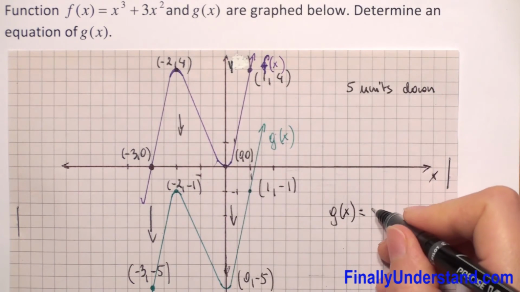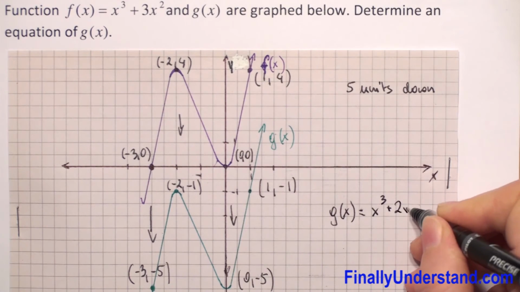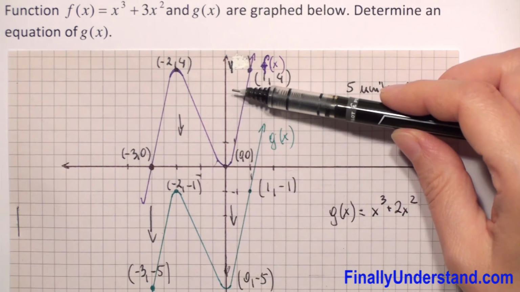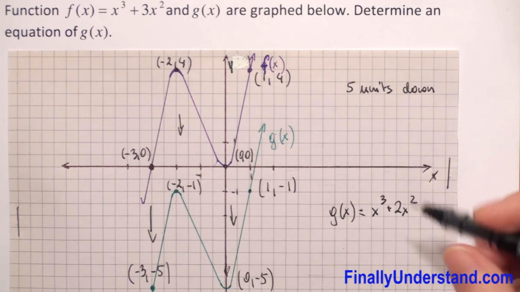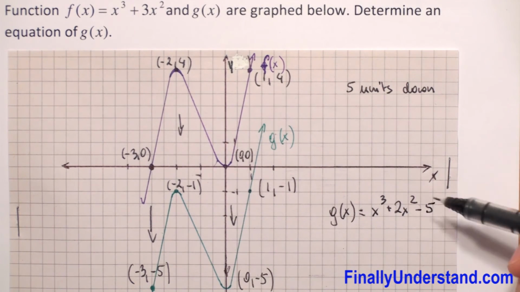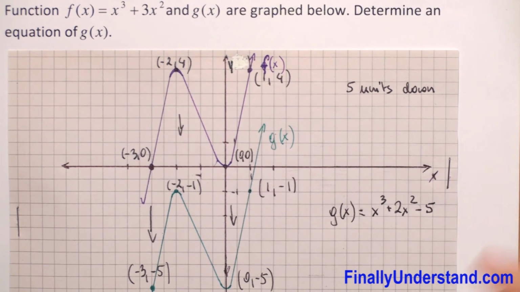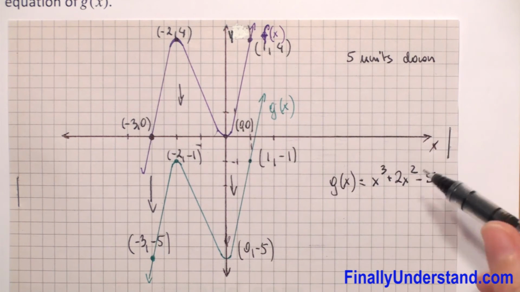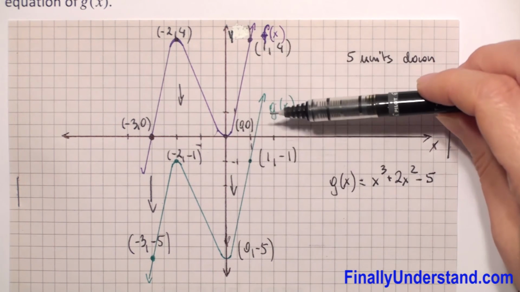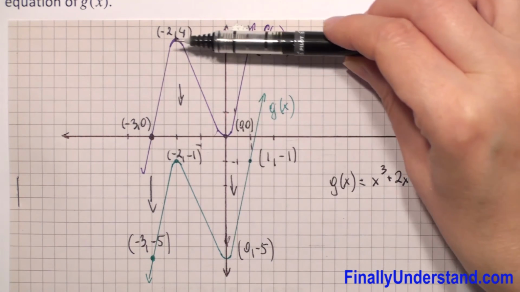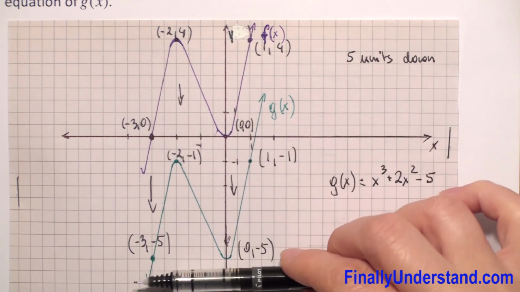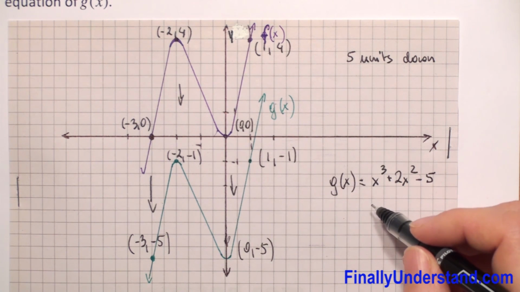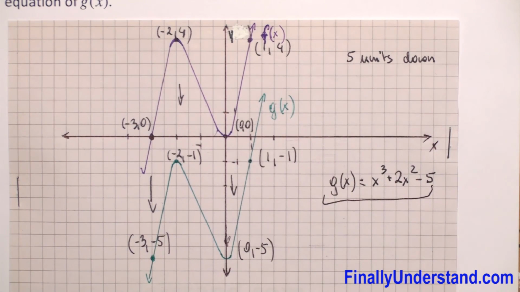for our g function the expression x cubed plus 3x squared, and because the graph of our g function is 5 units down, we need to subtract 5, and we have the graph of our g function. Why do we subtract only 5? Because our g function is like the f function taken 5 units down. So this is the equation of our g function. This is my solution.